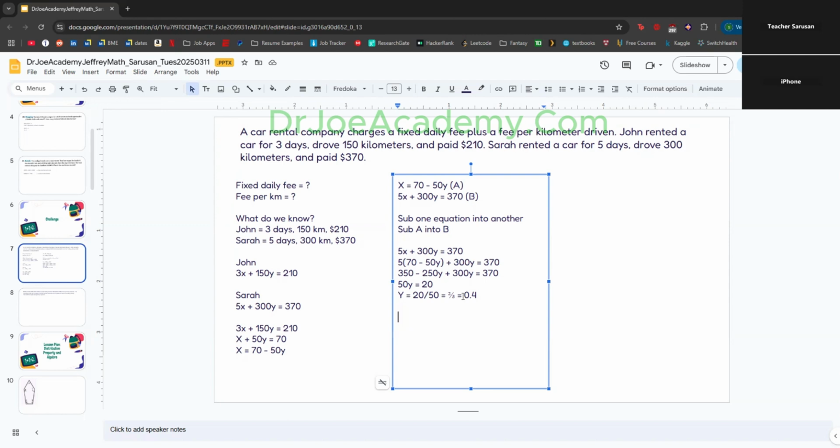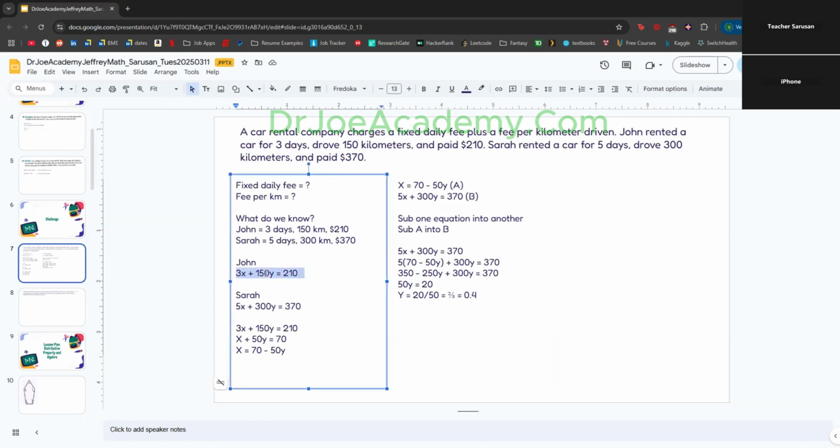You find the x value using y. I guess you just sub y into the first. Wait, y is the kilometers. So now that you know the kilometers, it's 40 cents. So for John, you do 150 times 0.4. So 60. You're going to sub them into this equation right here?